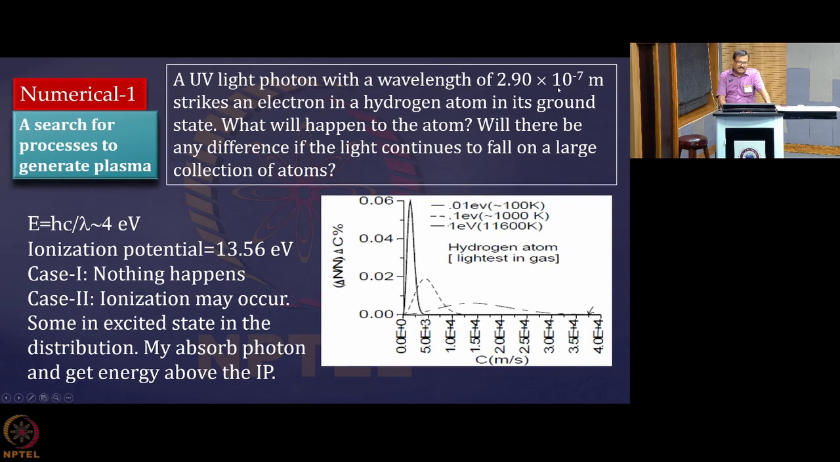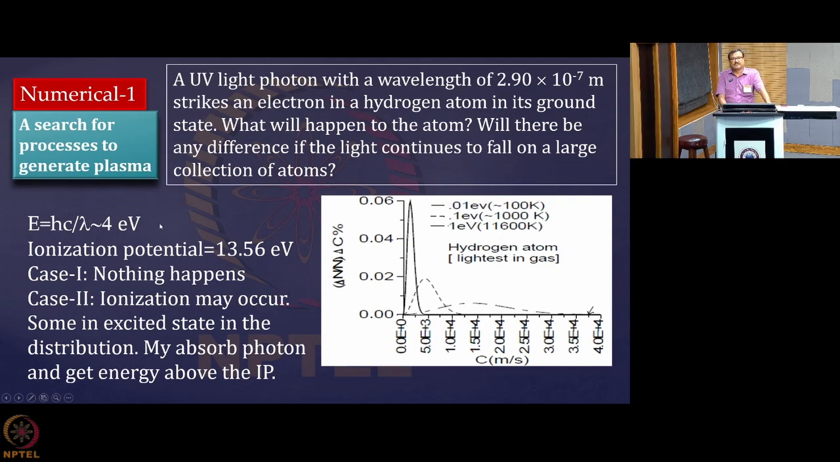If you use this lambda, you can do the calculation on your own and you will find that it is 4 eV. If you want to convert it into eV, you need to divide appropriately by 1.6 into 10 to the minus 19, so that the result comes in eV. This h is of the order of 10 to the minus 34 in MKS units, c is 3 into 10 to the power 8 meter per second, and lambda is whatever you have given in meter. If you put that in, it will come in joule. Then you divide that by 1.6 into 10 to the minus 19, and only then will you get this energy in electron volt.